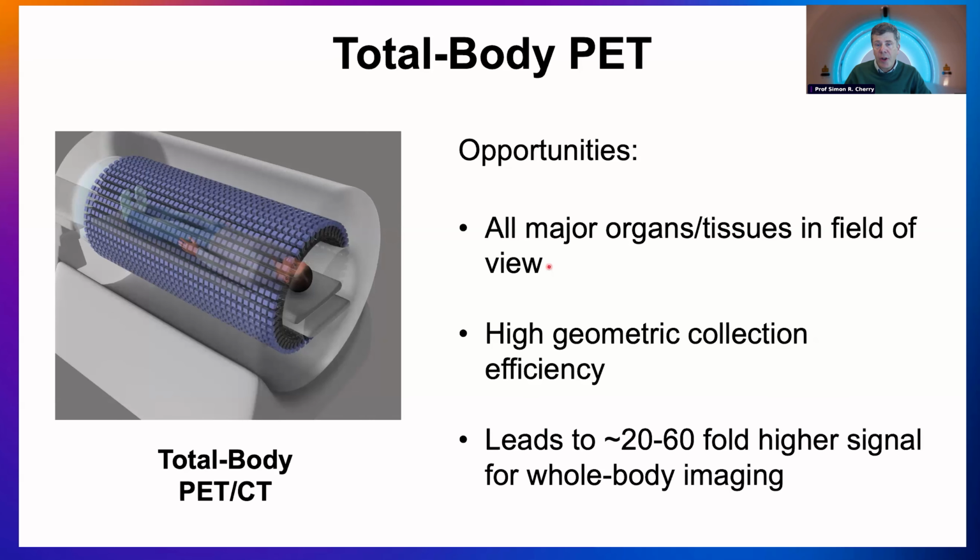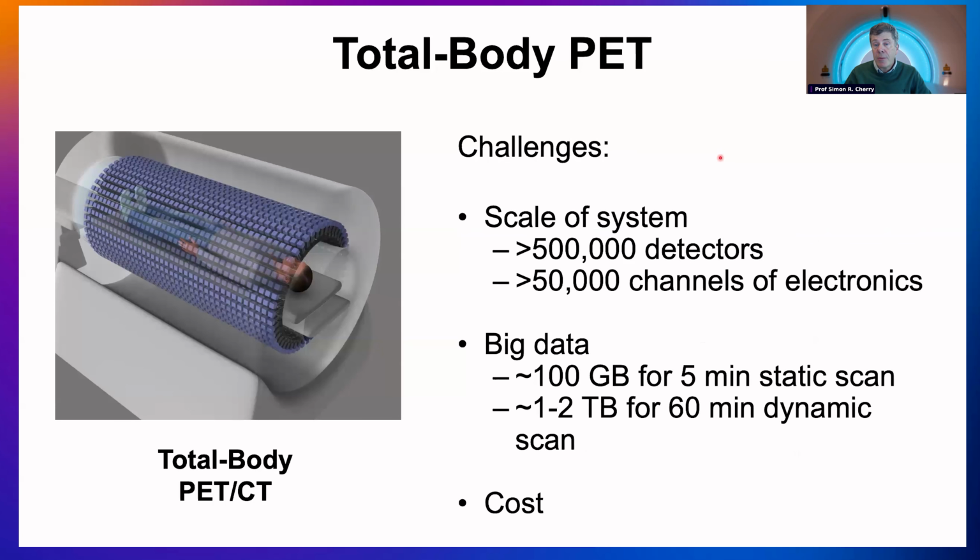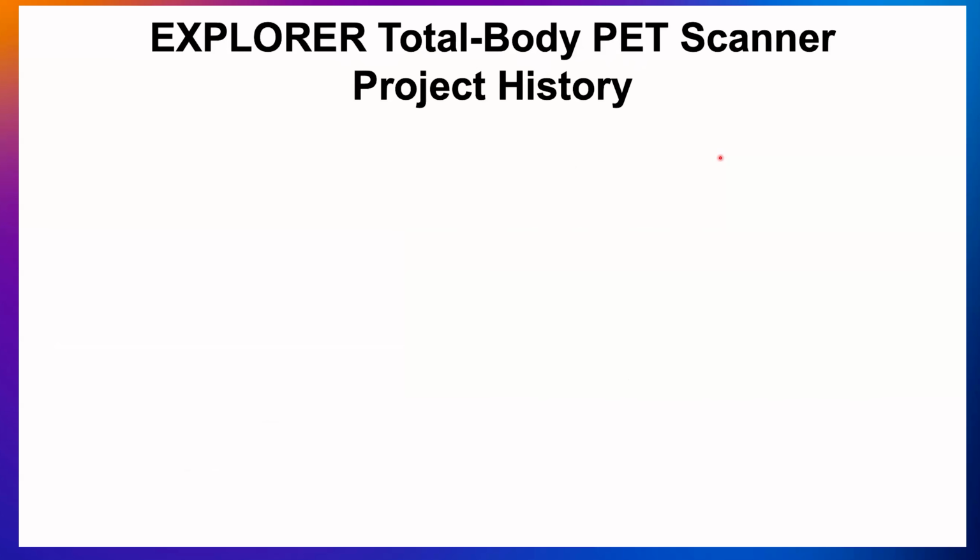Of course, it comes with challenges. We know that. So challenges include the scale of the system. So now we're looking at systems that have hundreds of thousands of scintillation detectors, tens of thousands at least of channels of electronics. We've got large data sets. The raw data coming off the scanners is very large. And of course, we've got a lot more detectors, a lot more electronics. So this does mean the cost of the system is going to be significantly higher as well. So those are some of the challenges.